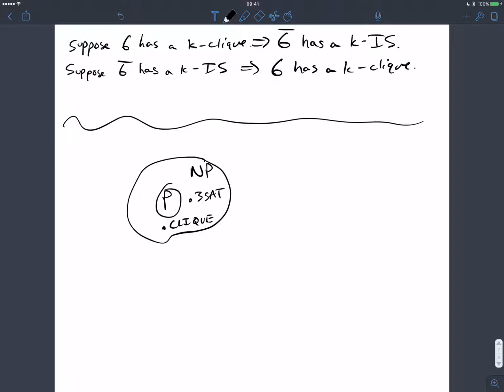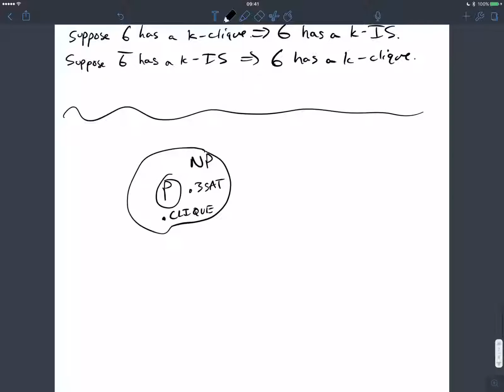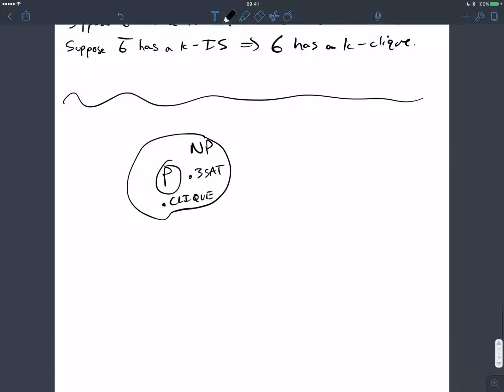That's the view of the world that we've seen so far. For instance, all regular languages are in P because we can verify them in linear time. It turns out all context-free languages are also in P via a dynamic programming algorithm, which is illustrated in the book.